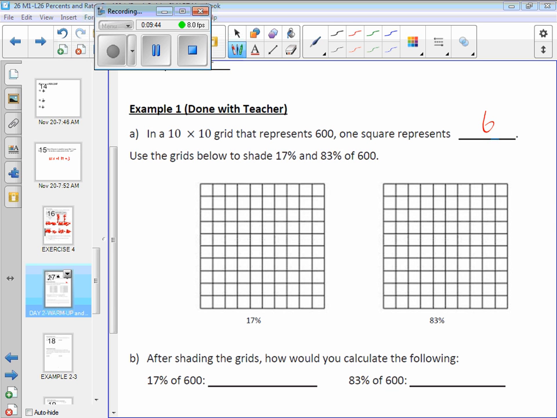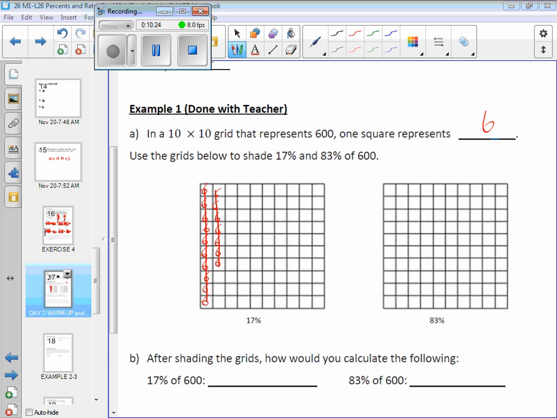Now we're going to shade 17%. 17% is still 17 out of 100 boxes. I'm going to shade it quickly by drawing a line through it. There's 10, and 7 more. That's 17%, 17 out of 100. But each box is now worth 6, like you've told me. So the 17% which I've shaded is 17% out of 600. How would I figure out what that's worth? What operation do I have to use?